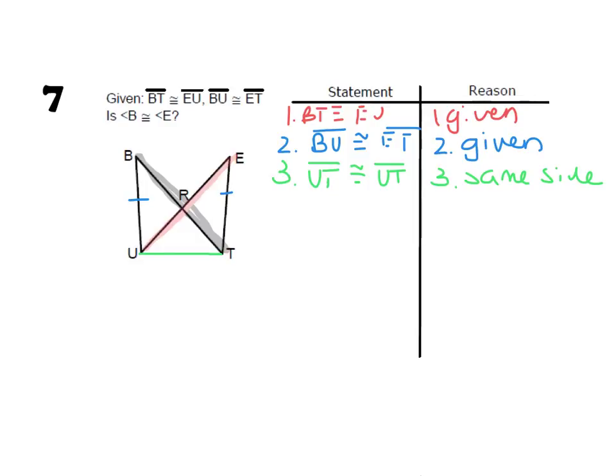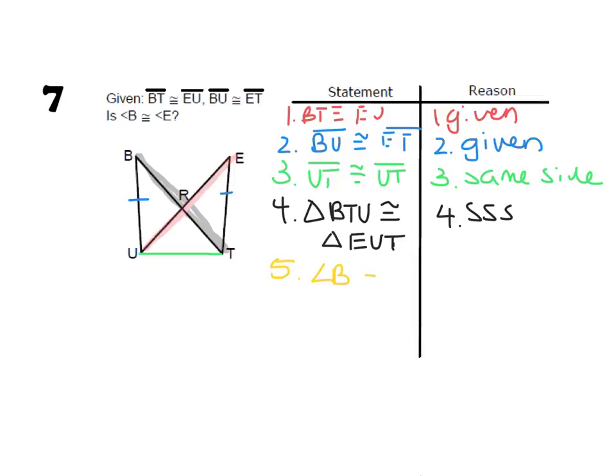I have three parts now. I have side, side, side. So I can say triangle BTU is congruent to triangle EUT. I used side, side, side there. My last step then is angle B is congruent to angle E by CPCTC.